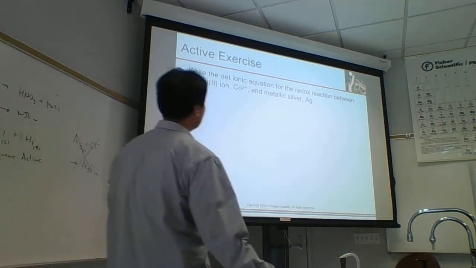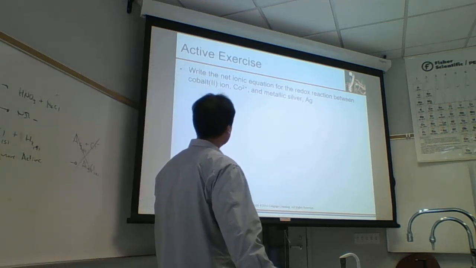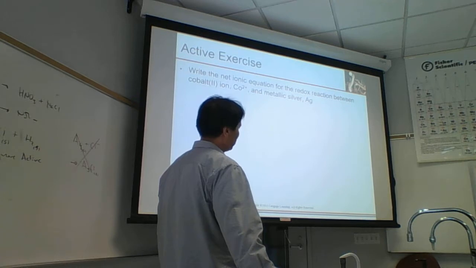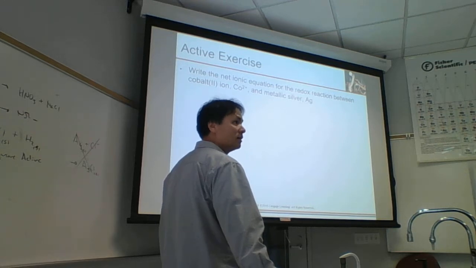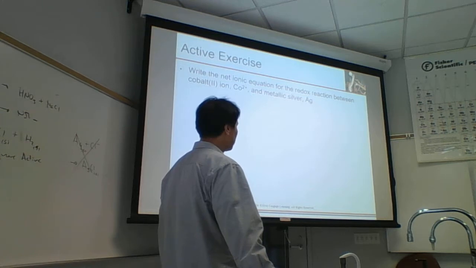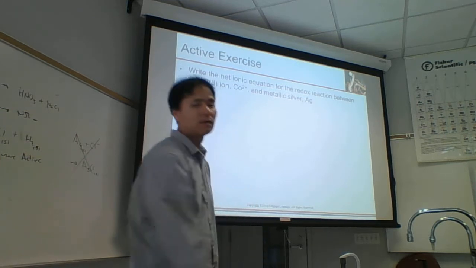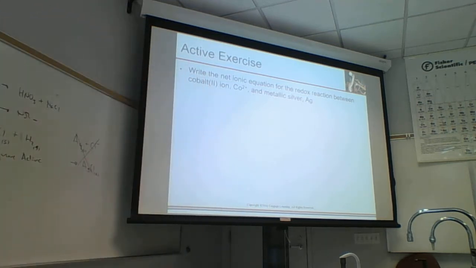Write the net ionic equation for the redox reaction between cobalt 2 ion and metallic silver. So basically the book is just saying figure it out by looking at the chart. You know, they aren't giving you steps. So you got to figure it out using the chart. Well, you got to figure out the steps to do.